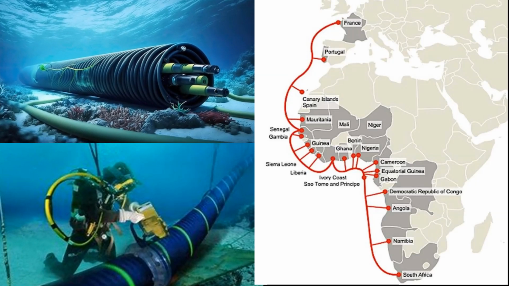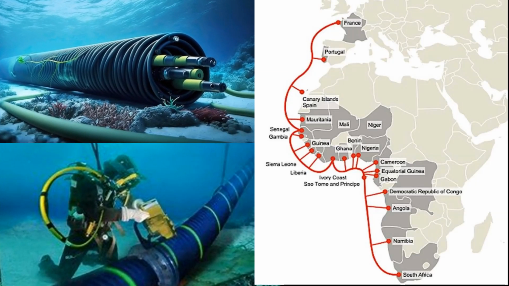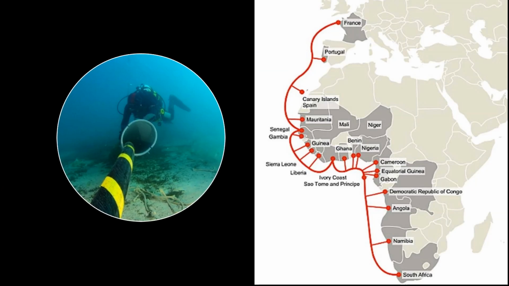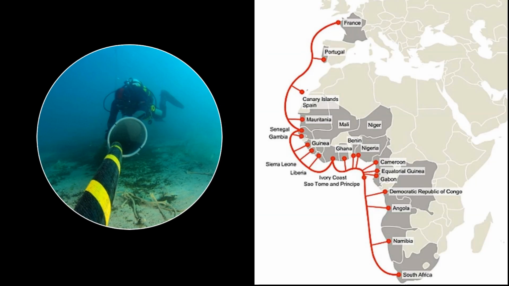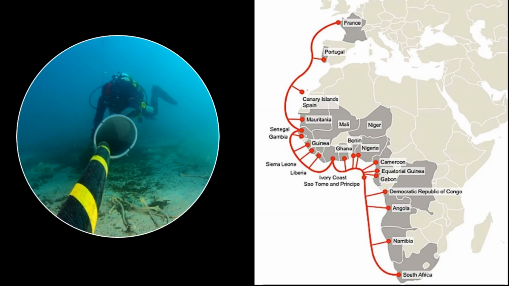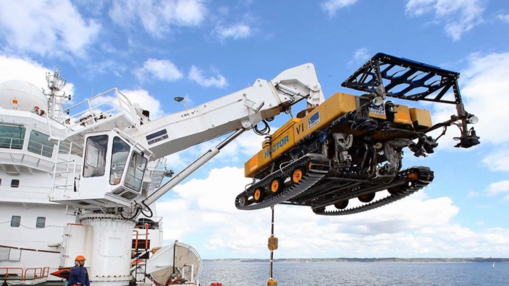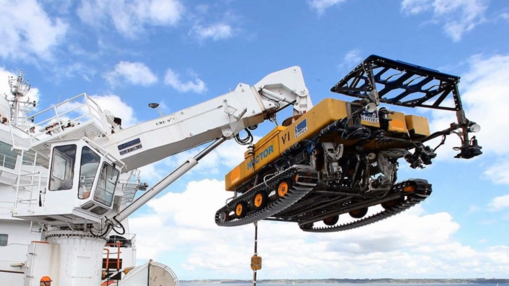The African Coast to Europe, ACE, cable was damaged off the coast of Mauritania, causing a major internet blackout across West Africa. Some regions were affected for days. You can see the remotely operated vehicle, ROV, here, which is used to repair undersea cables.